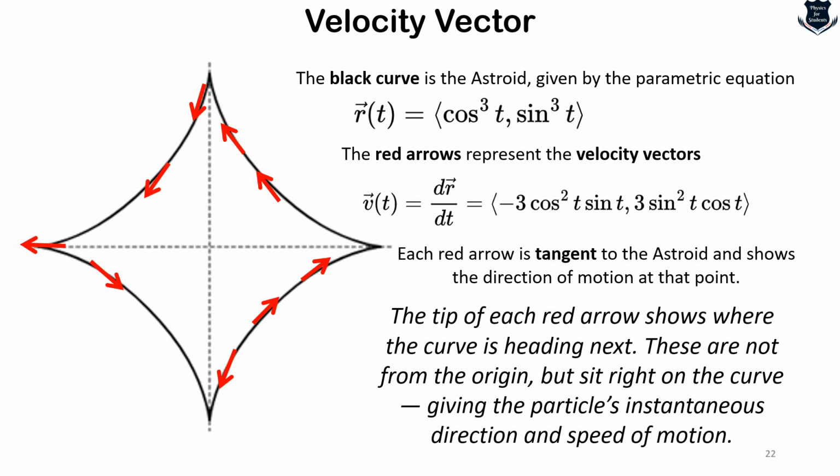I could not show it with a pen and paper, it would have been better. But anyway, these are not from the origin but sit right on the curve, giving the particles instantaneous direction and speed of motion. And in order to get that instantaneous motion, we are doing the derivative. So all flows in a very nice pattern. So it tells us both how fast and in which direction.